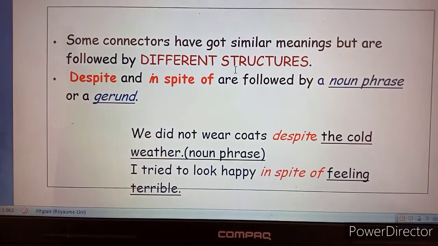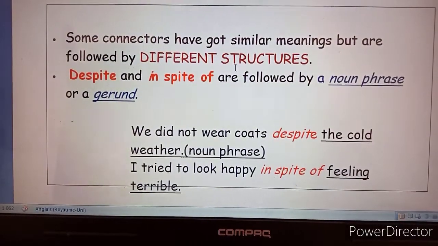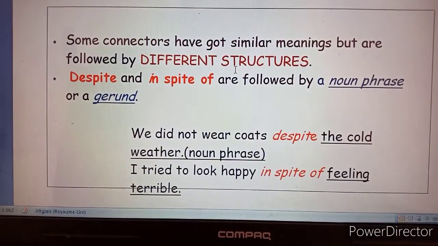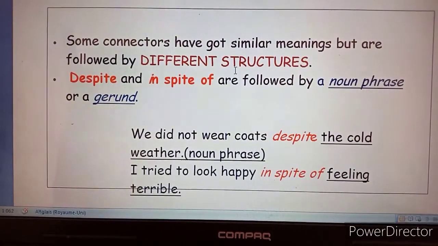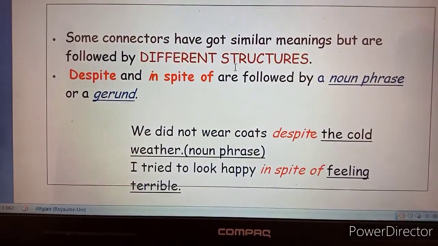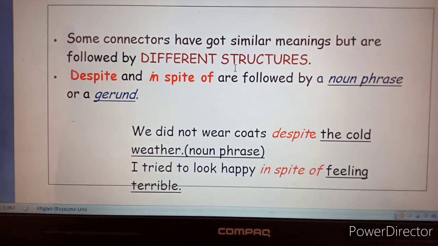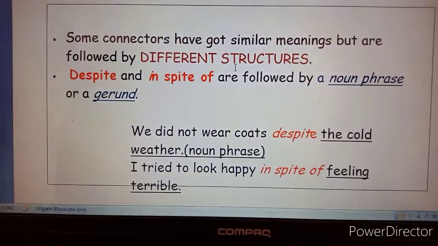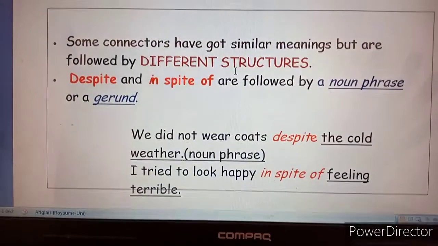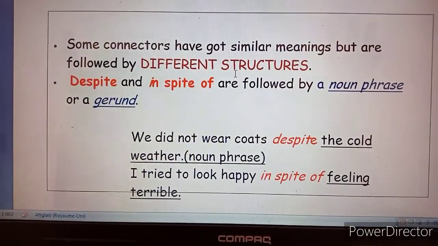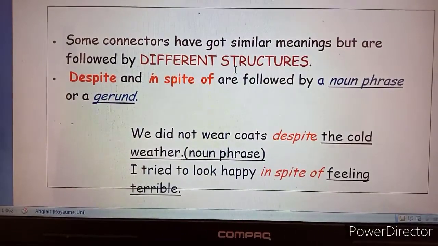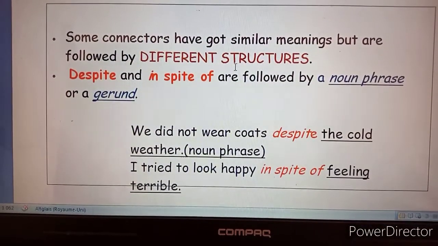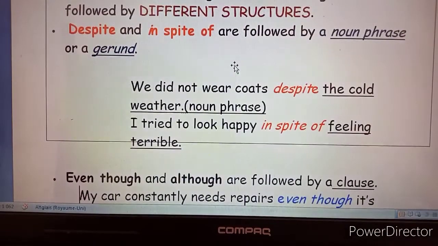The next example: I try to look happy in spite of feeling terrible. Clear? So look at this sentence. In spite of is followed by what? In spite of here is followed by a gerund. Feel plus ing, it's a gerund. Clear? So now let's move to the next.